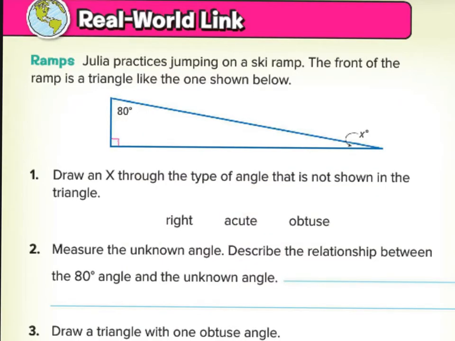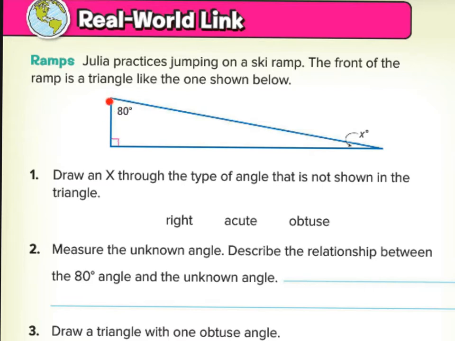Let's look at the real-world connection. Julia practices jumping on a ski ramp. The front of the ramp is a triangle, like the one shown below. So you see here we have the shape of a triangle, and you can see that we have a right angle by this label that you see there. It's a right angle. And we have 80 degrees on this line. The 80 degrees is from this line to this line.